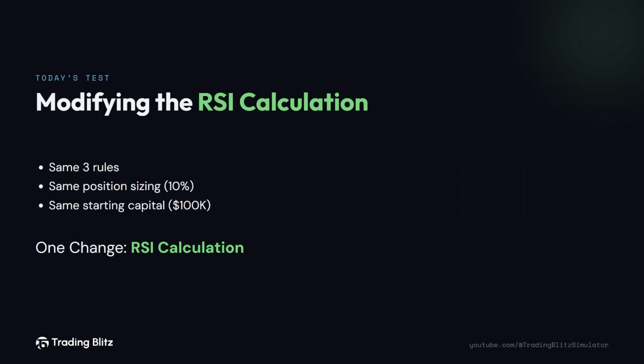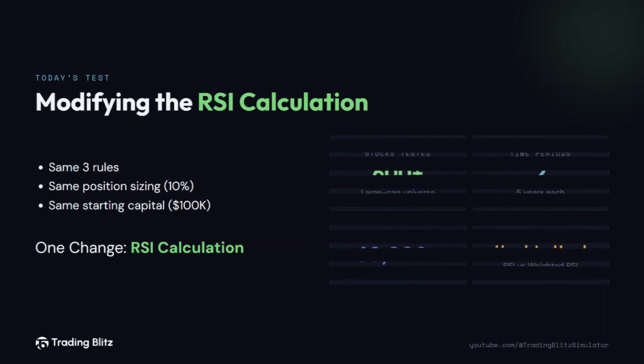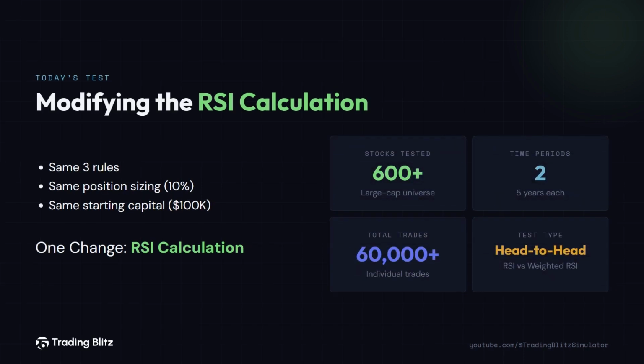We'll test the same rules, the same position sizing, and the same starting capital. The only thing that's going to change is how RSI is calculated. And this time, we're not going to test it on just 100 stocks. Instead, we're going to test it on over 600 large-cap stocks across two completely different 5-year periods. This will generate over 60,000 individual trades, providing us with more robust results. I think you're going to find the results of this study pretty interesting, but maybe not for the reasons that you might expect.